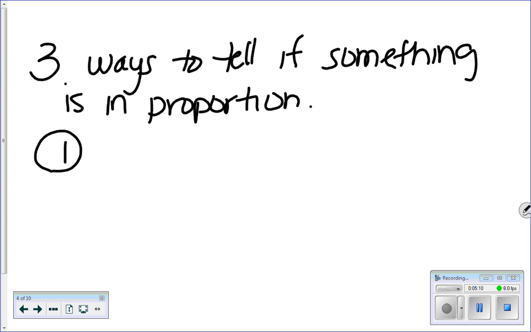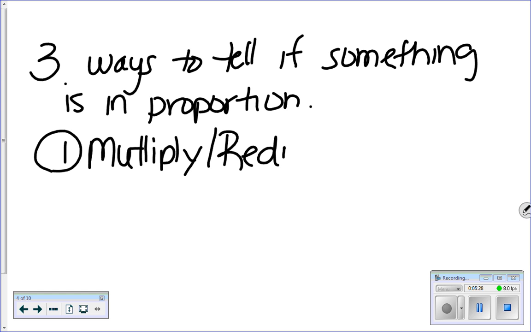Alright, so the first way to tell if something is in proportion. Got a guess? What kind have we been talking about? Okay, so I'm going to say if you multiply or if you reduce. And I'll go back and show you what I mean by this. So the first way is if you can multiply by the same thing or if you can reduce by the same thing. Yep, question? Okay, give me 1 second because I'm going to explain this.